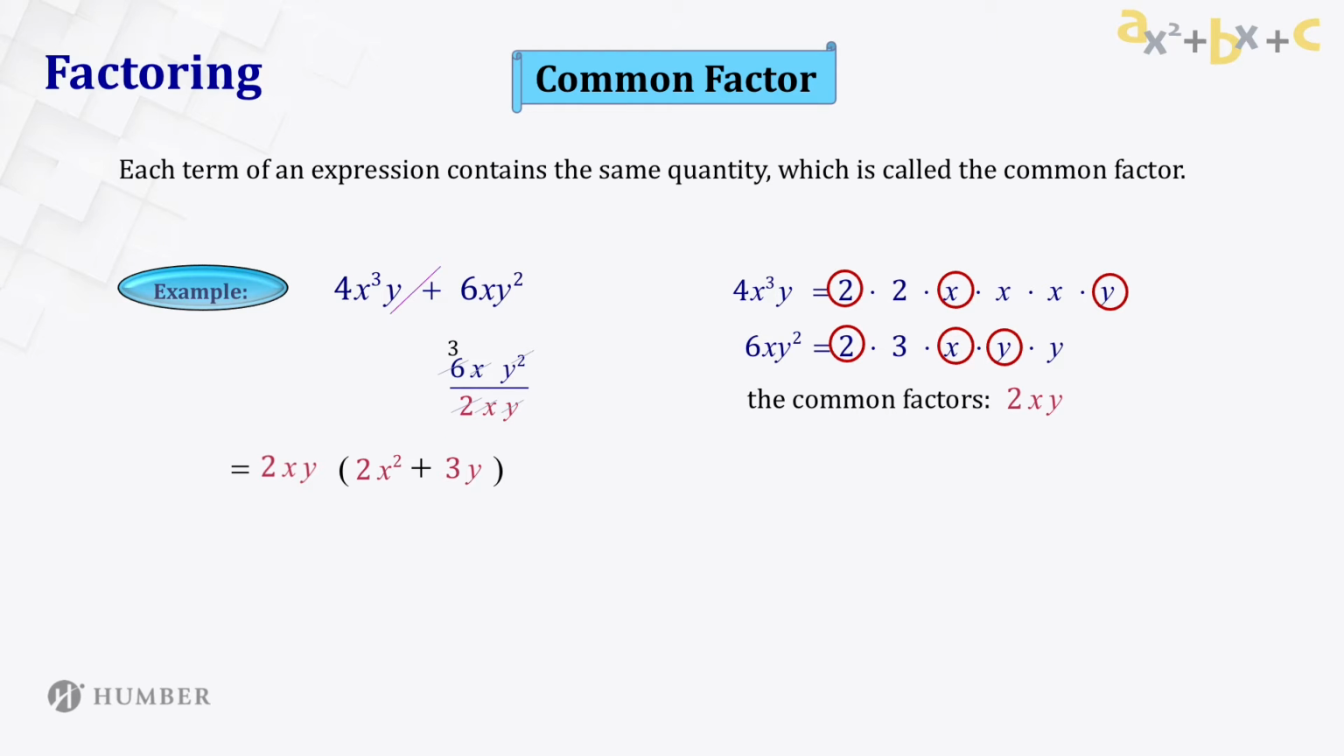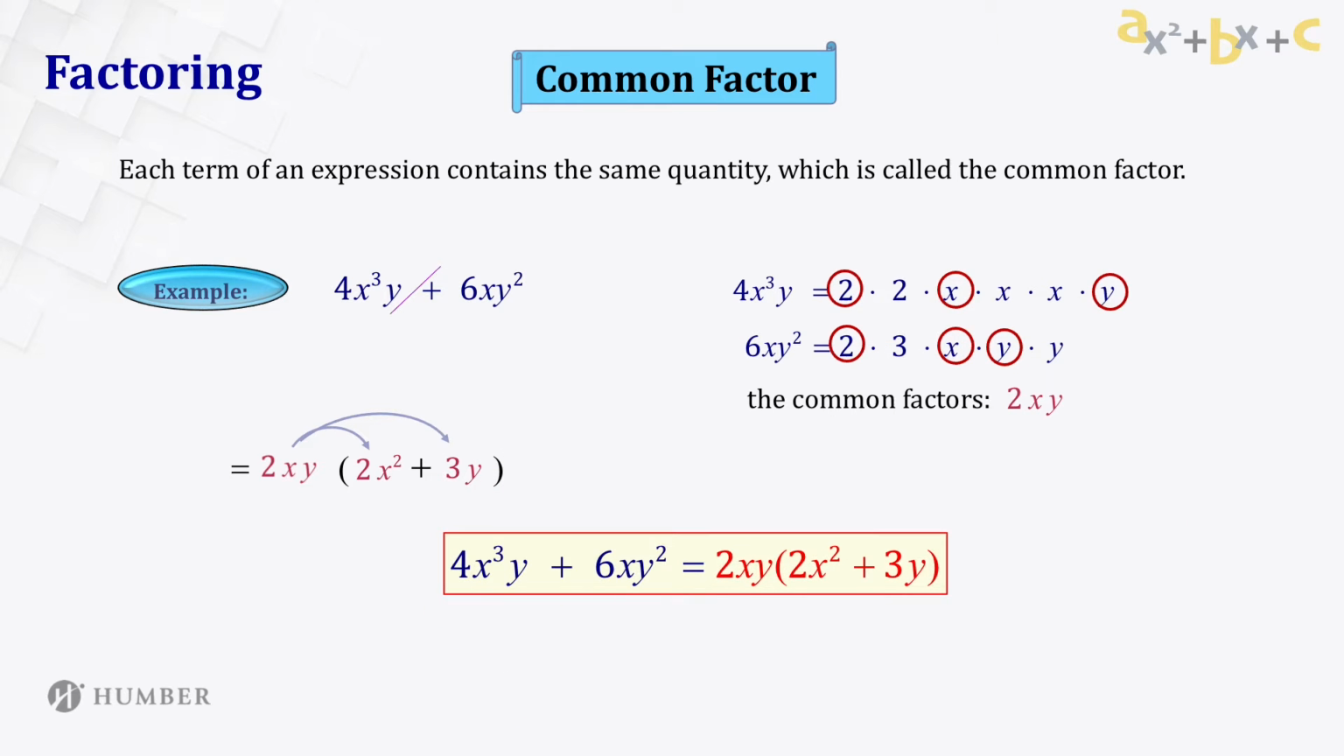We can also check our answer by multiplying 2xy into the inside of the bracket to get back to the original expression. The original expression is in expanded form, and the right side is called a factored form.